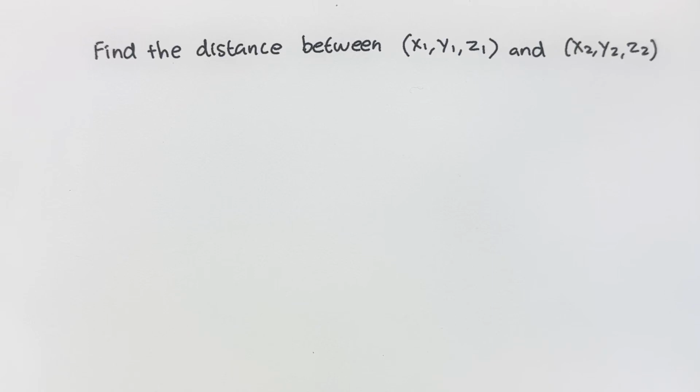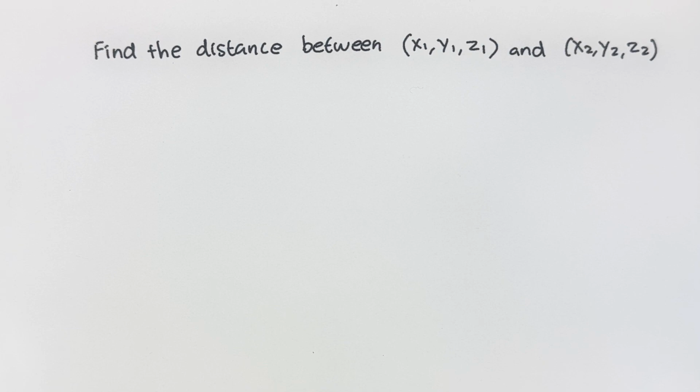In this problem, we are going to find the distance between the point x1, y1, z1 and the point x2, y2, z2. We can first think of this in a 2D perspective. In the Cartesian plane, also known as the 2D coordinate plane, to find the distance between 2 points, we use a distance formula, which is derived from the right triangle's Pythagorean theorem.